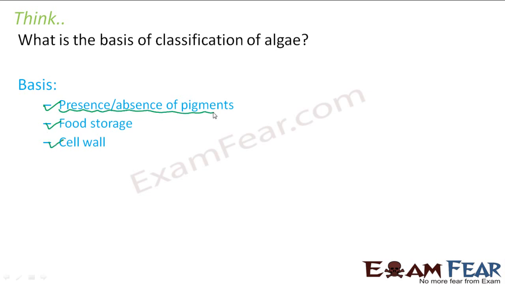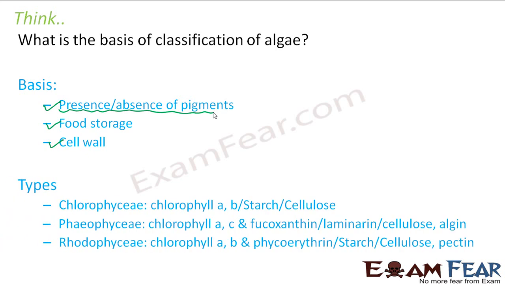Now, due to the presence of different types of pigments, the color of the algae was also different. So we divided them into three types, that is chlorophyceae, phaeophyceae and rhodophyceae. Chlorophyceae had chlorophyll A, B, that is why they were green in color. Phaeophyceae had chlorophyll A, C and fucoxanthin, because of which they were brown in color, and rhodophyceae had chlorophyll A, B and phycoerythrin, because of which they were red in color.